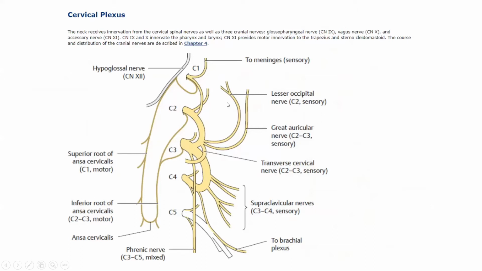The cervical plexus, as a matter of fact, is the joining of the ventral or anterior branch of the spinal nerve from C1, C2, C3, and C4. It means that the ventral branches of the first four cervical spinal nerves join together and make the plexus, which is called the cervical plexus.